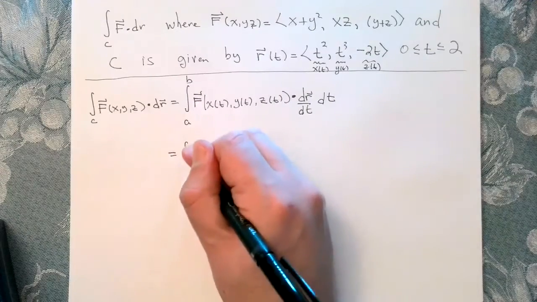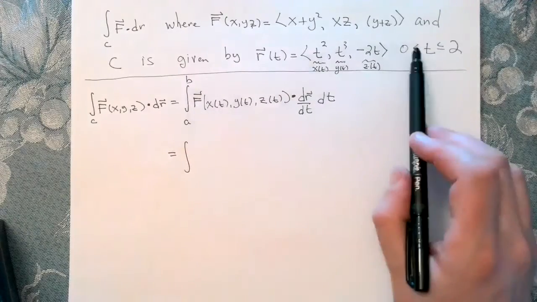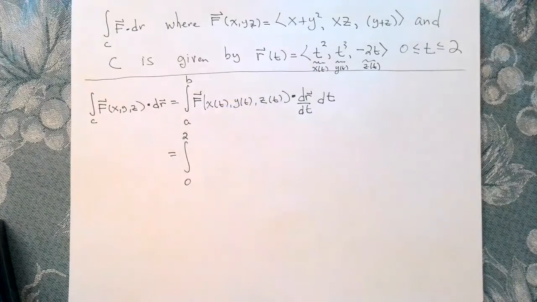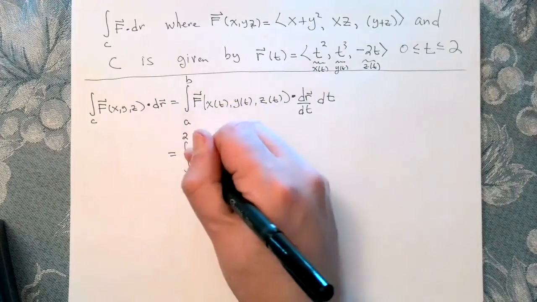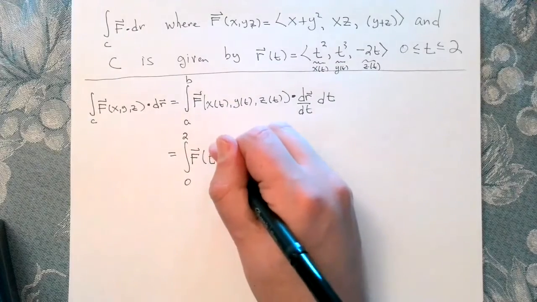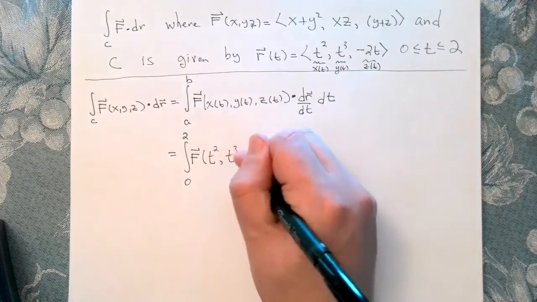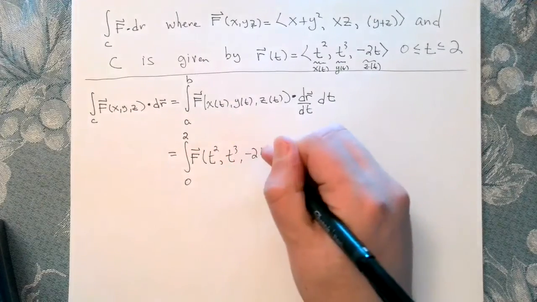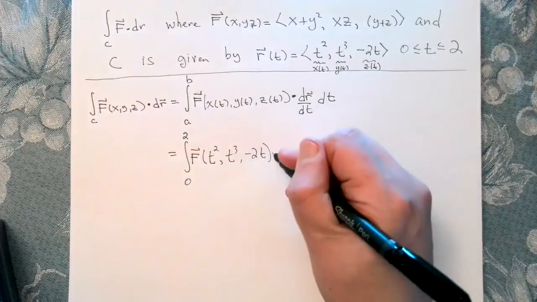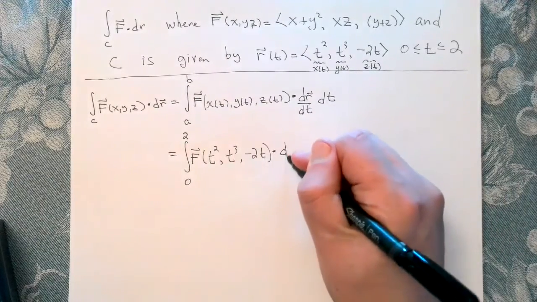Okay, so what about our bounds? Well, again, our bounds correspond to the parameter. So we're going to be integrating from 0 to 2. And then we want to evaluate our vector field at t squared, comma t cubed, comma minus 2t. And then we want to dot this with dr dt, which we'll compute in just a moment.